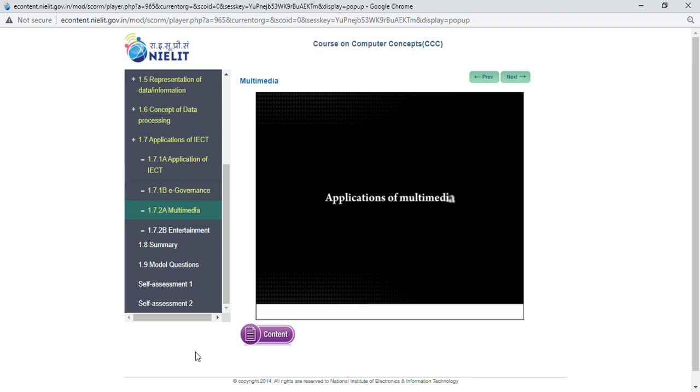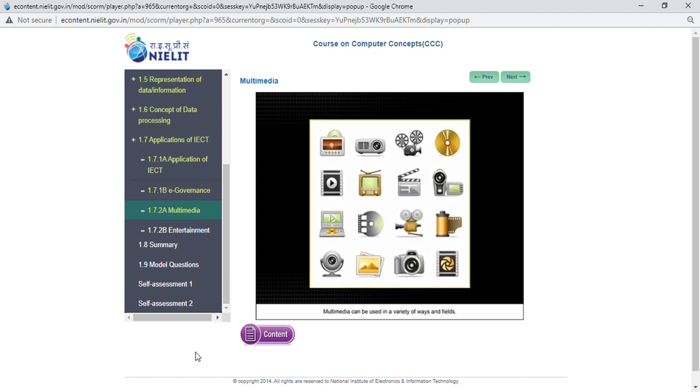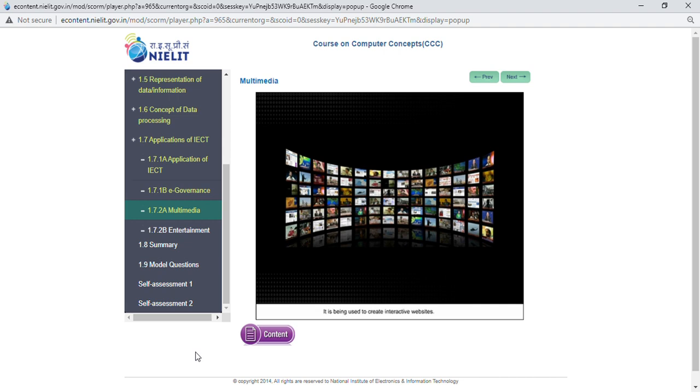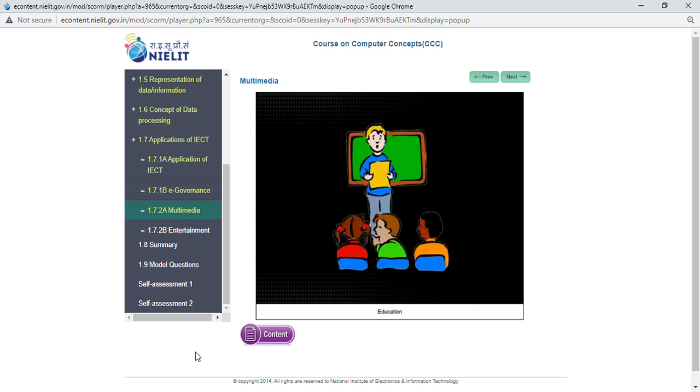Applications of multimedia. Multimedia can be used in a variety of ways and fields. It is being used to create interactive websites. It makes the online user experience more interesting because it uses different building blocks to make a web page. Education. It can be used as a source of information. Teachers can use multimedia presentations to make lessons more interesting. It is used to produce computer-based training courses.